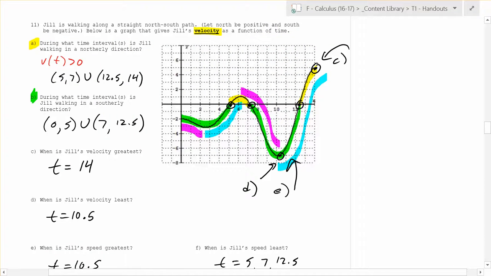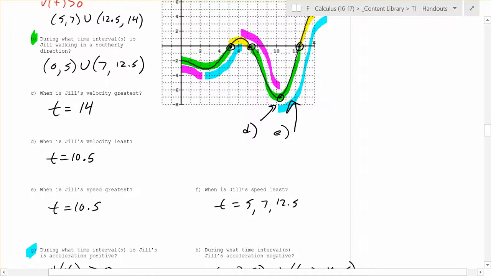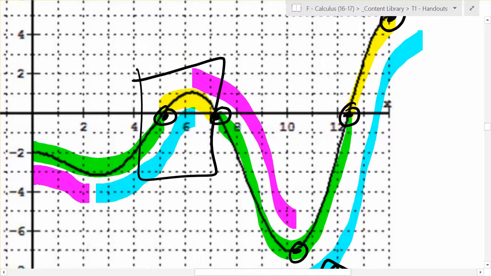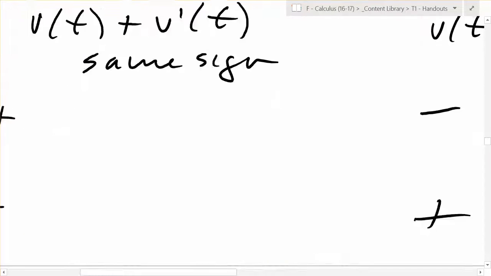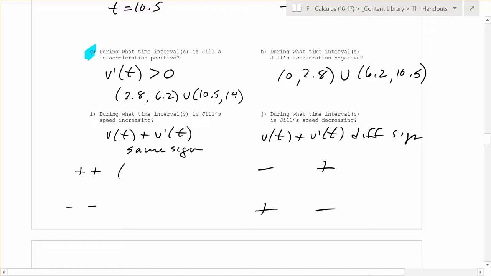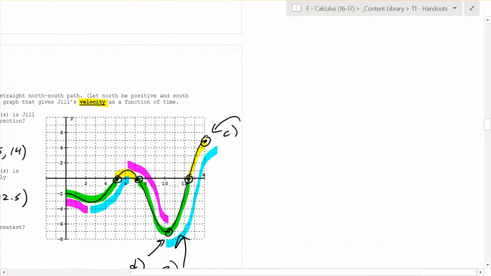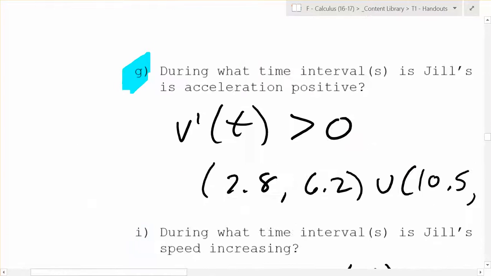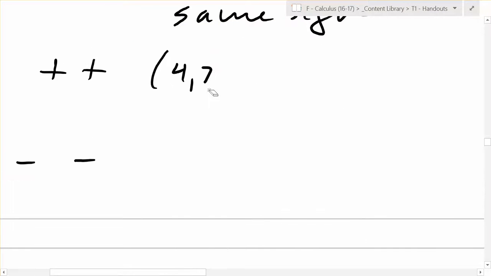Okay, so let's look at which colors are positive there. Yellow and blue. So where are yellow and blue overlapping? Where's the first place they're overlapping? Right there. So positive, positive is going to be 4 to what? No, yellow to blue. Blue stops at 6 point something, right? So it's 5 to what? 6.2. Yeah, it's just about that.